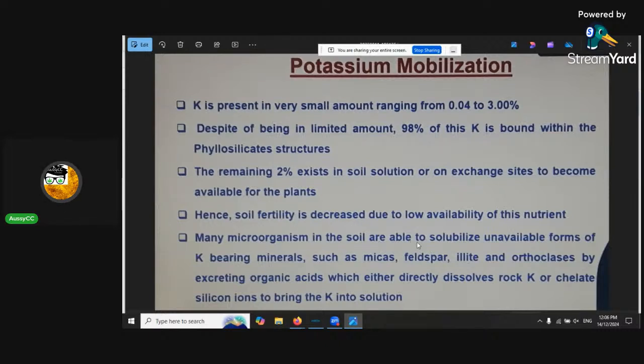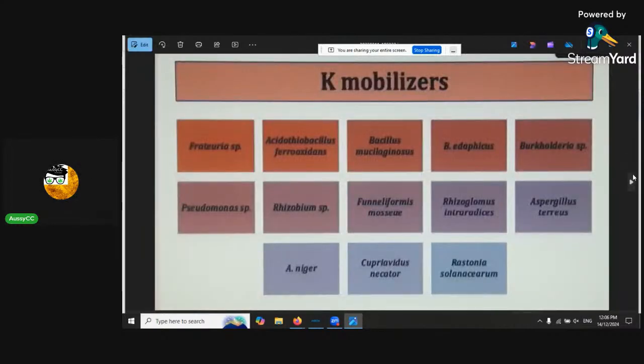Many microbes in the soil are able to solubilize unavailable forms of potassium-bearing minerals, like the micas, feldspars, illite, orthoclases, by excreting organic acids, which either directly dissolve the rock or chelate it to bring the potassium into solution. K mobilizing microbes. Oh, look, Bacillus mucilaginosus. And no, I didn't look at these before I read them.